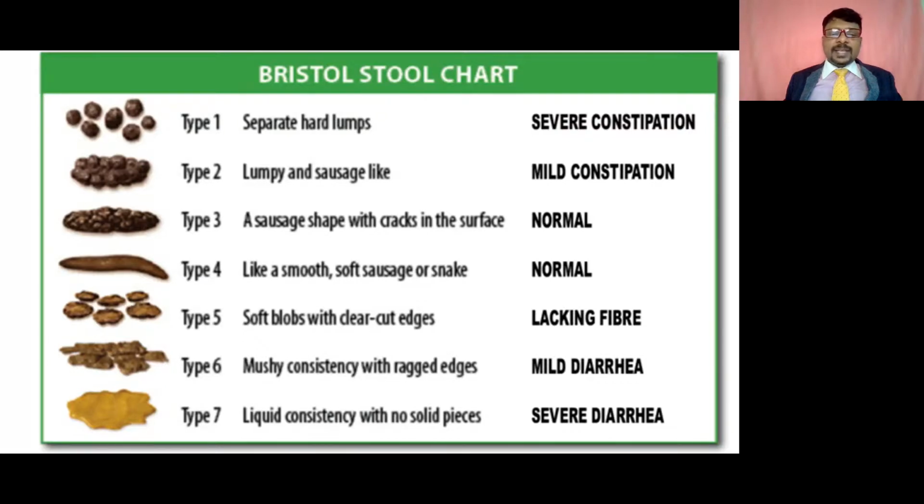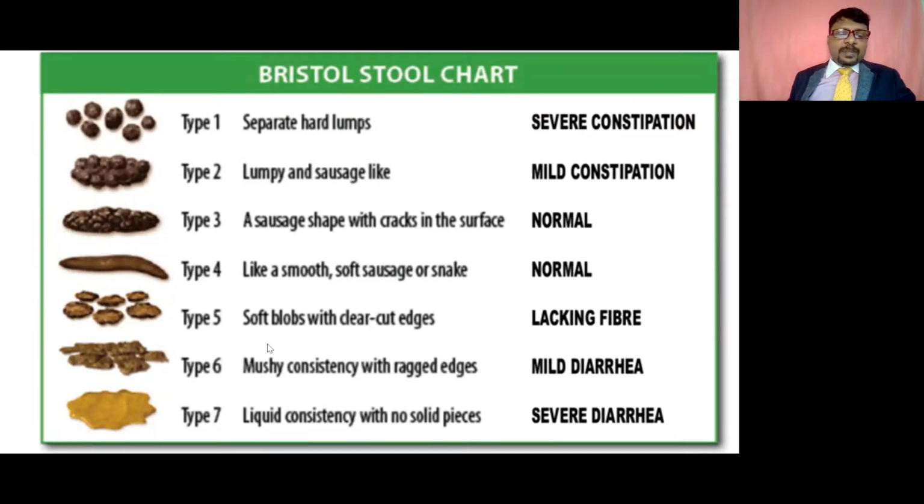And in the case of a sausage shape with cracks on the surface, if you see a sausage appearance but with cracks, this is near normal actually, but the normal one is a smooth and soft sausage or snake-like appearance. So this is the normal appearance of the stool. If anybody has tightness, these things are abnormal.